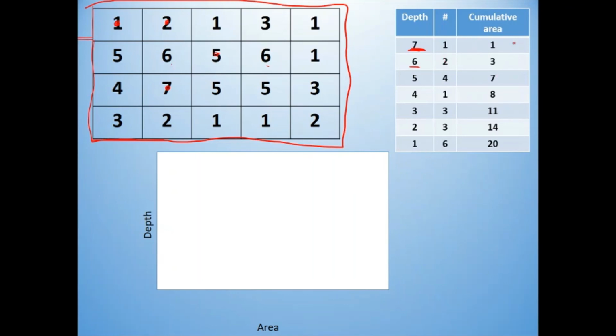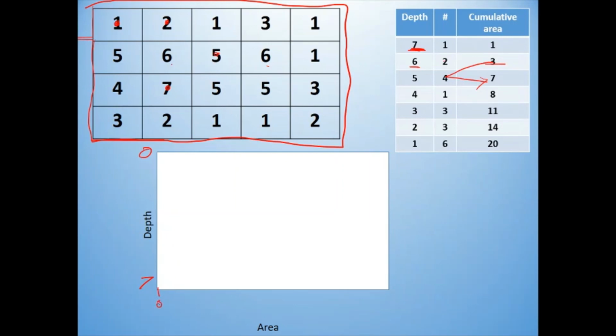Then you need to do a cumulative area calculation. So this starts at how much of the area is at 7 meters or deeper. Well, it's only 1 box. How much of the area is 6 meters or deeper? It's just 1 plus 2 equals 3. How much of the lake is 5 meters or deeper? It's just 3 plus 4 equals 7. Okay, and you just add up and we get up to 20, just like this is a 5 by 4 box, right? So what we do is depth 0 to 7, okay?